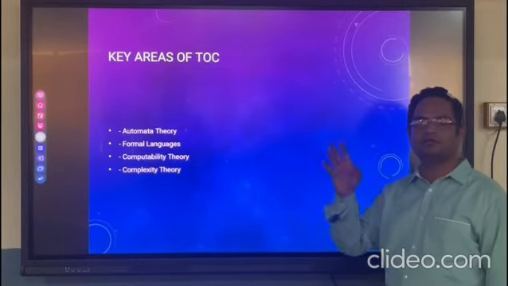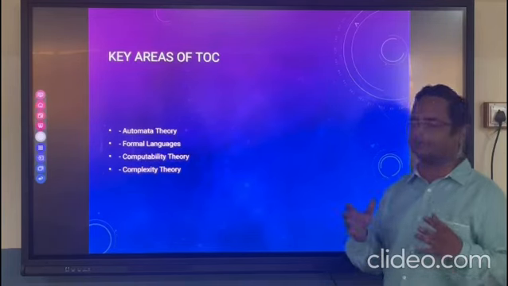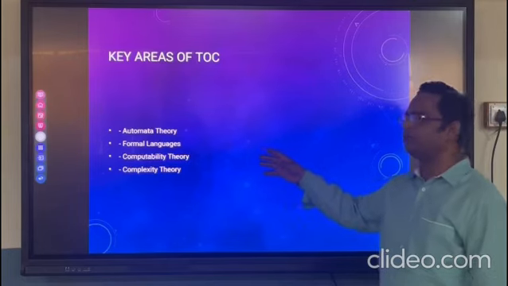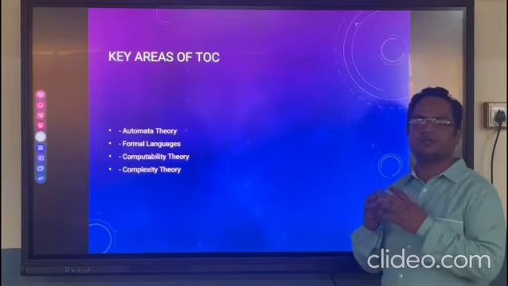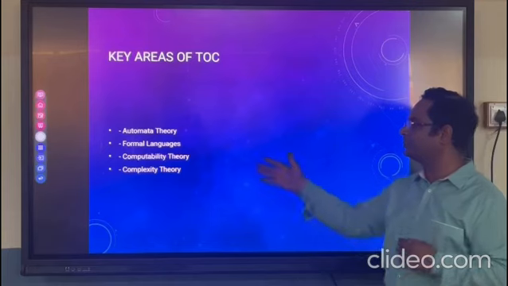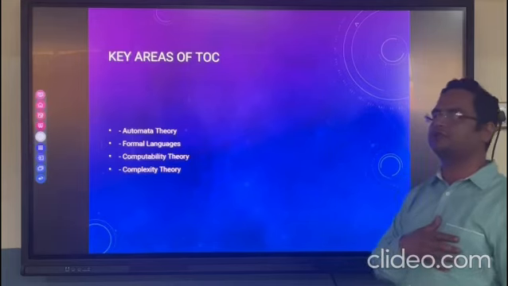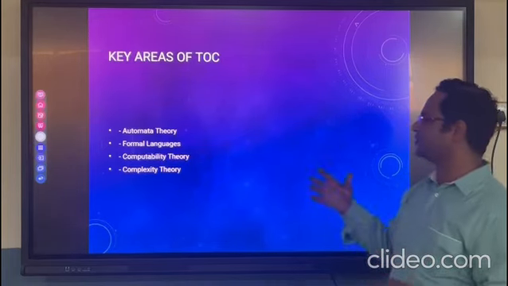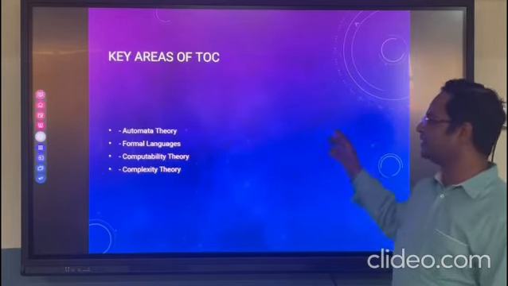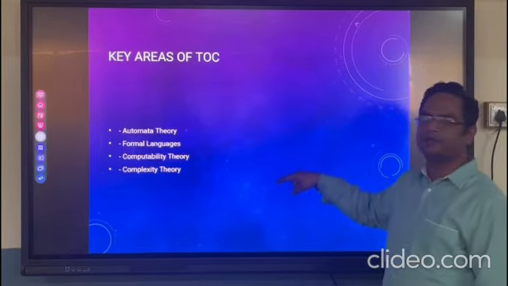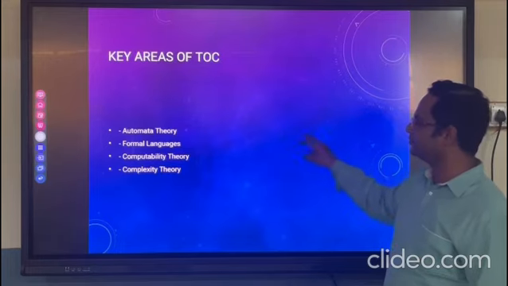And in regular language we use regular grammar. And computability theory, in which we decide how efficiently a computational model performs. And complexity theory. Generally we study two types of complexity: time complexity and space complexity. So the proposed model should be such that it can resolve the time and space complexity by using the TOC model.